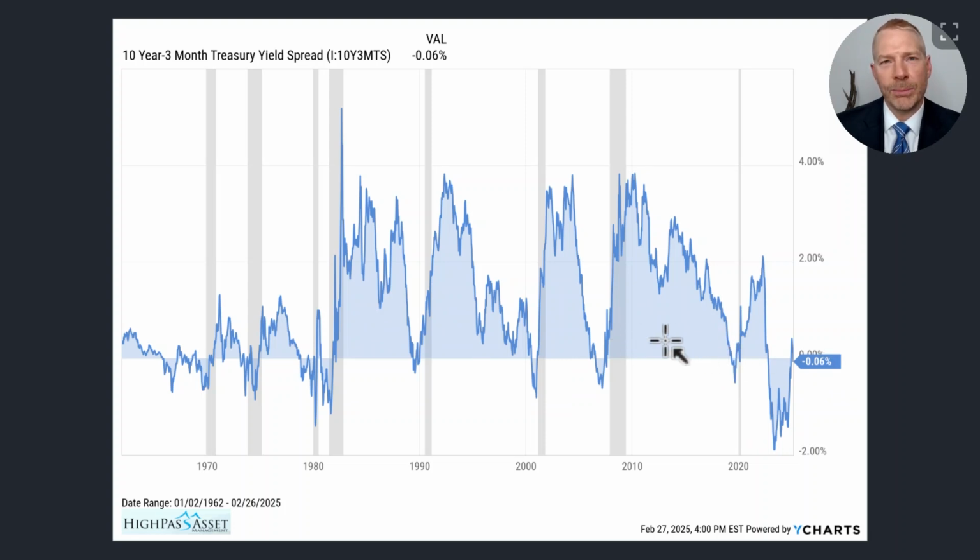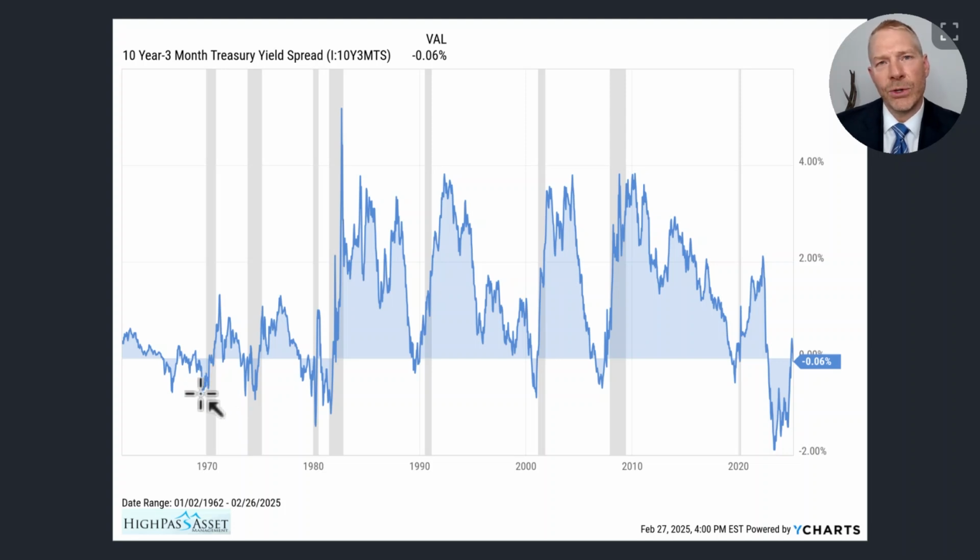Only in rare circumstances do we have an inverted yield curve where the 10-year Treasury yields less than the 3-month T-bill. And historically, that unusual set of circumstances has happened before a recession. Typically, the yield curve inverts and about 13 months later, the recession shows up. But that's not always the case. As we can see here in the late 60s, we had several years of inversion before the 1970 recession hit.